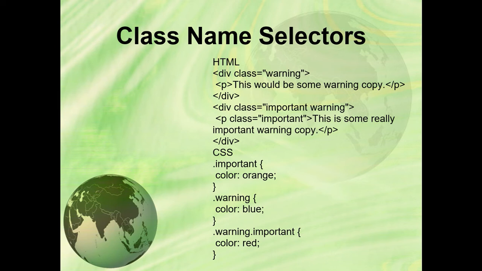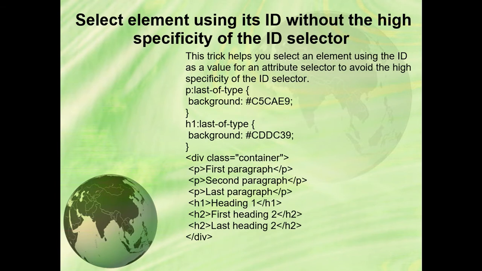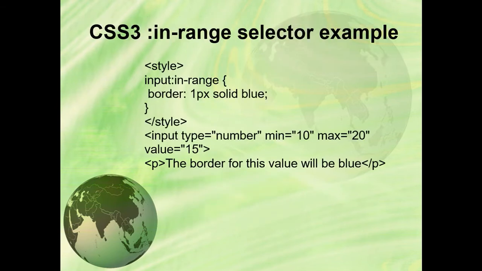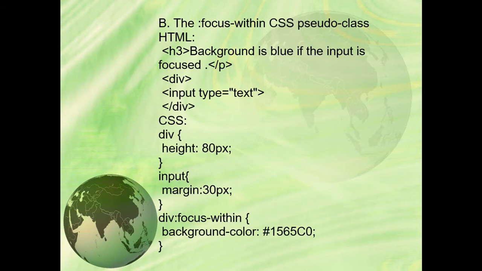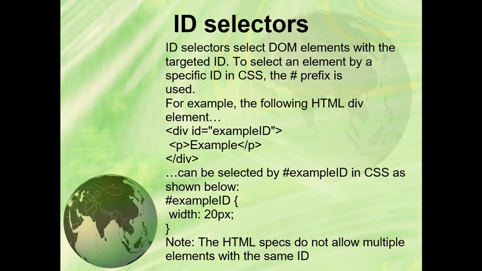Class name selectors, like dot warning or dot important. Select an element using its ID, without the specificity of the ID selector. Okay, this is also an example. ID selectors.